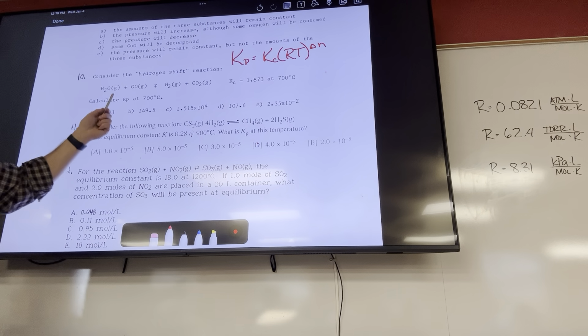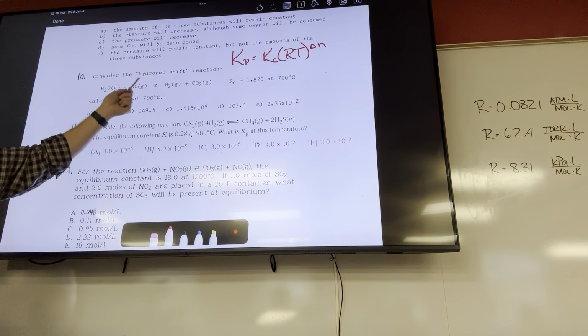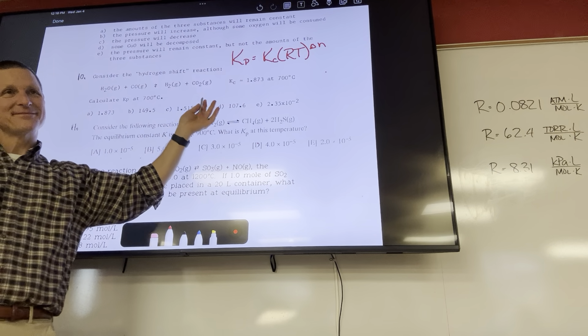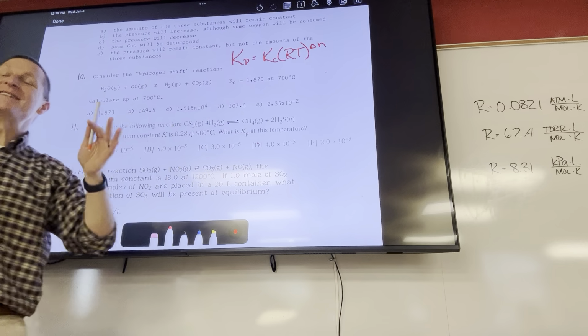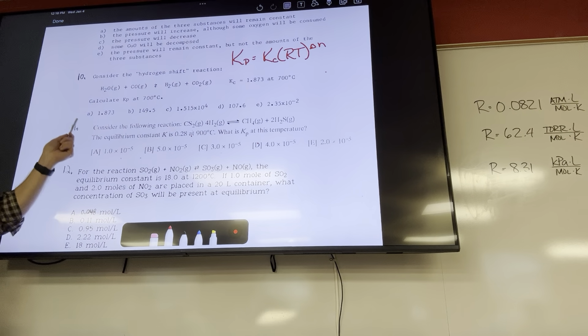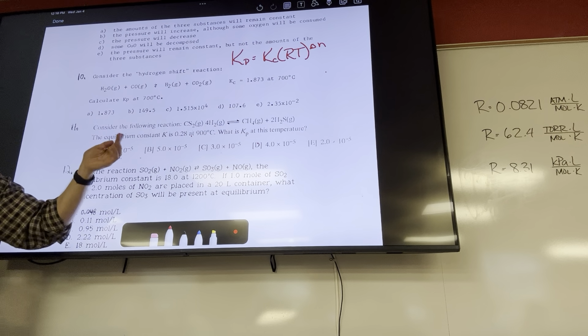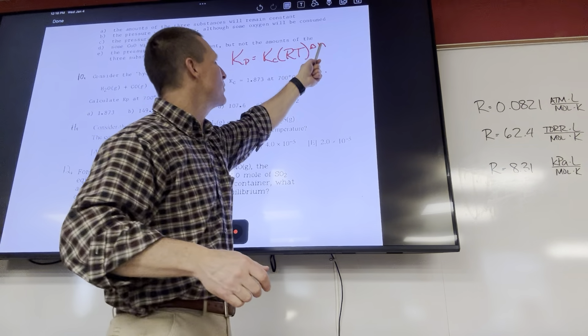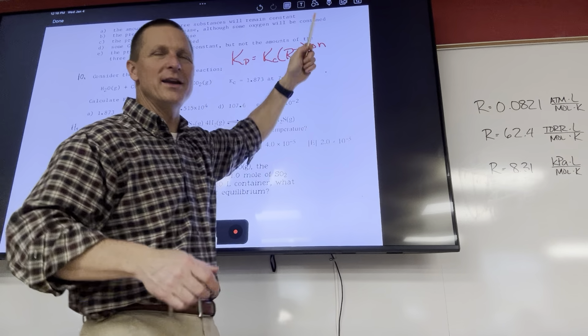And look at what we have here in our good old hydrogen shift reaction. 2 moles of gas on the left, 2 moles of gas on the right. Easy problem. Kp is equal to Kc, and so since Kc was 1.873, we're going to choose A for the answer. All right, so we'll start off with something ultra easy. Are we good with that? Does that make sense? We don't really have to do any calculation. We know that this exponent is 0, so therefore this whole term is 1, and we'll move on.